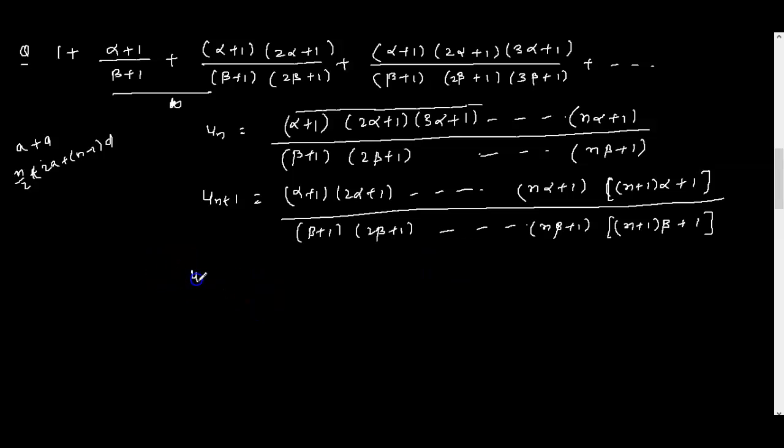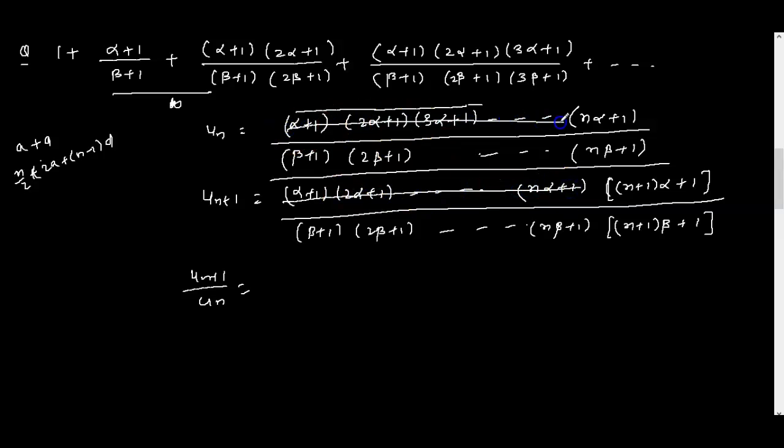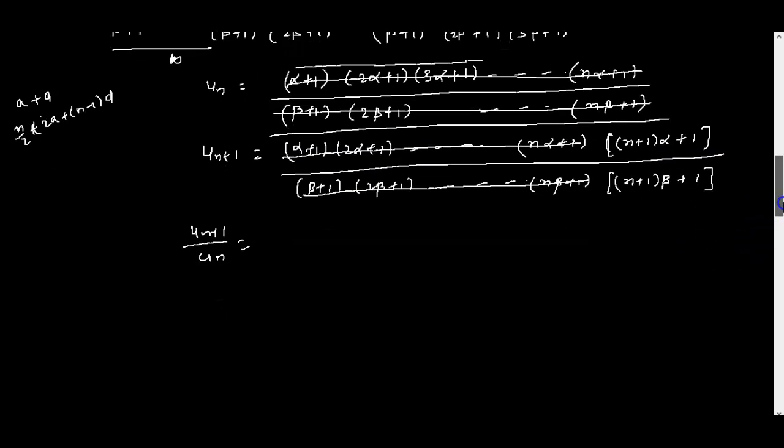Now tell me, if you do u of n plus 1 divided by u of n, what will you get? This one will come in the numerator, right? I am not writing it here, I will cancel it here only. This one will come in the denominator. So if you divide this by this, the numerator is this, and this part will get cancelled here, and here this part will get cancelled, right? So n plus 1 means this.